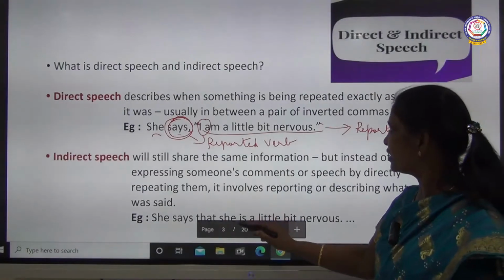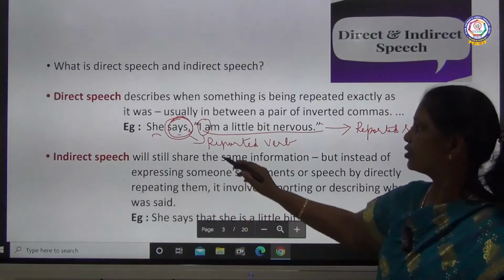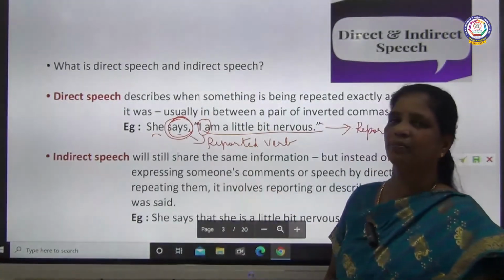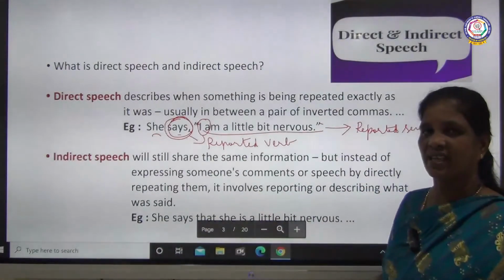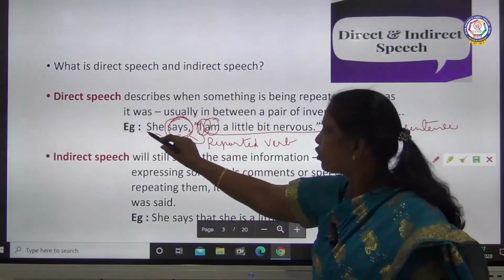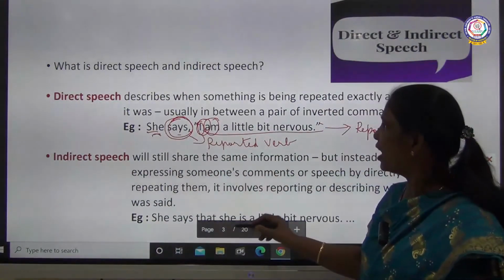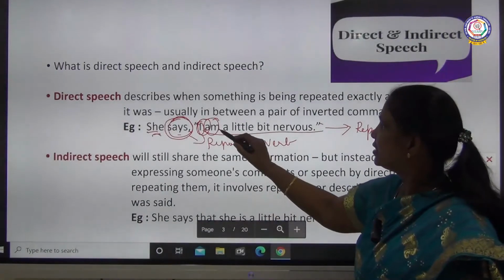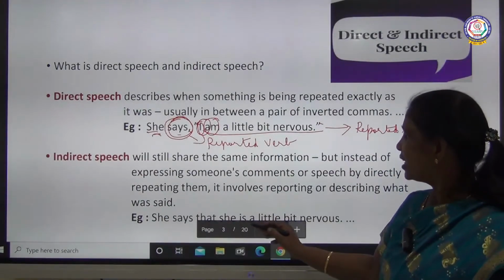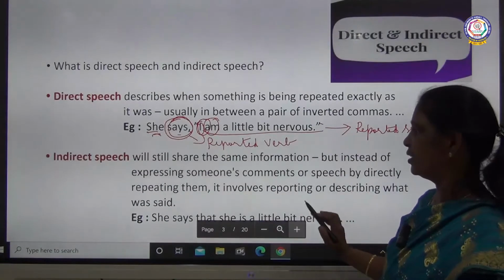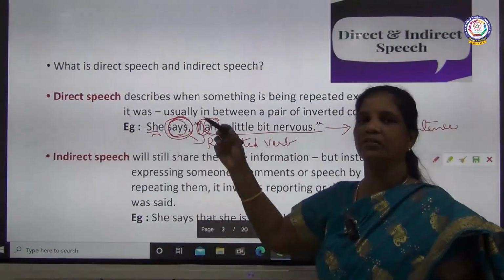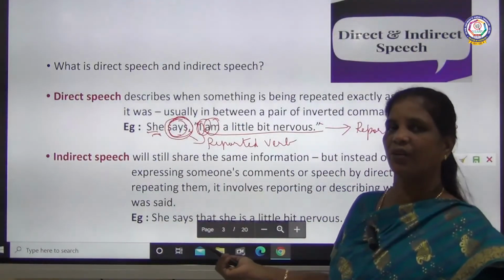Why has nothing changed here? Tense and pronoun are changed, but there is no change in tense because you are having present tense given in the reported verb. If the reported verb has present tense, there won't be a change in the tense. So you are writing the same, but here I am is there. When your pronoun is here, we are talking about she, so we are changing that to she. When you are changing to she, what is the suitable verb for she? Yes, it is in present tense, a little bit nervous, because there is no change, because you have got the reported verb in present tense. Suppose it is in past tense, you will be changing the tense in the given reported sentence.